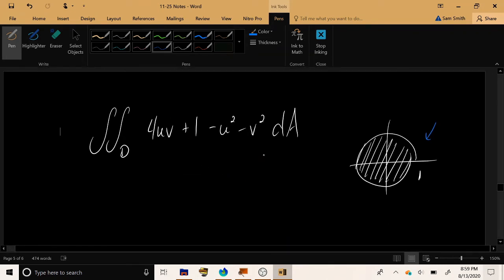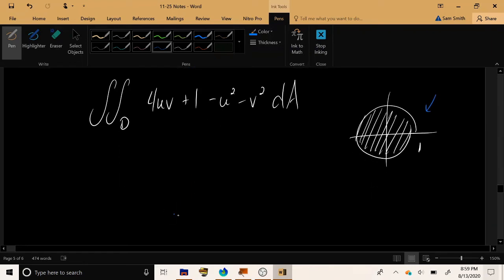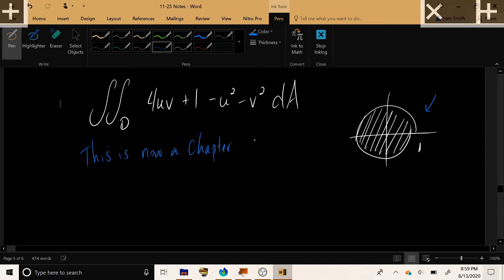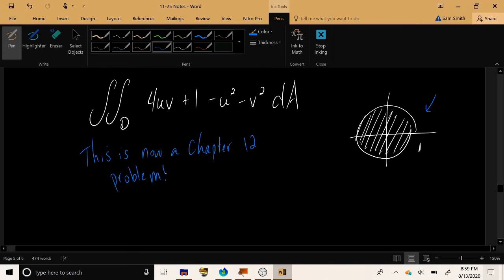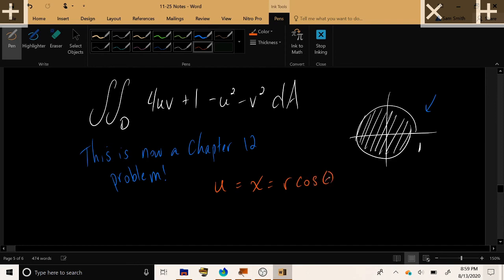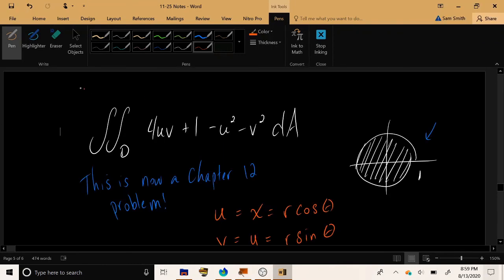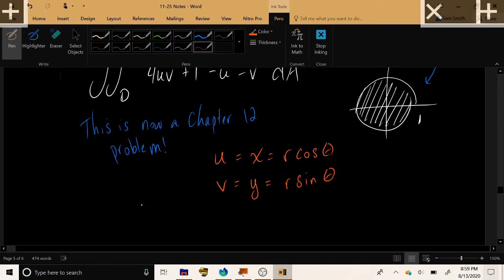We've used u and v to set up the integral. But at this point, this is a chapter 12 problem. And I can change the coordinates of integration to polar if I so desire. I can think about u, remember who is x, as r cosine theta, and v, who remember is y, as r sine theta. And I can do polar integration to actually calculate the value of this integral. So I can integrate as r goes from 0 at the center of the disk to 1 at the edge of the disk. And I can integrate as theta goes from 0 to 2 pi.